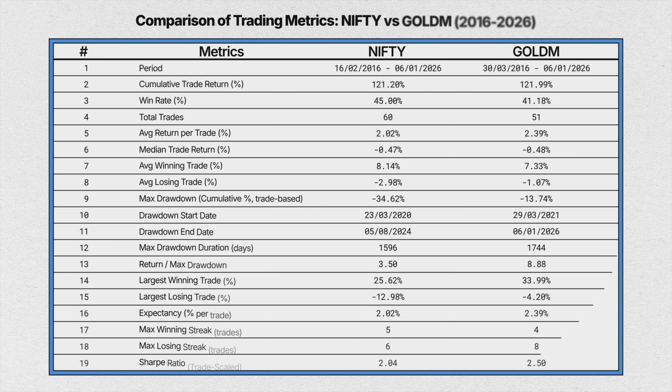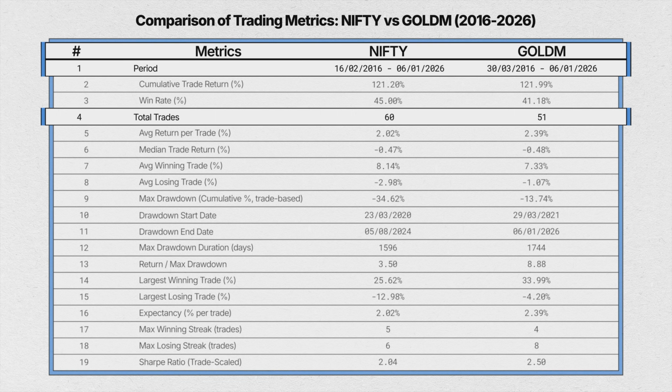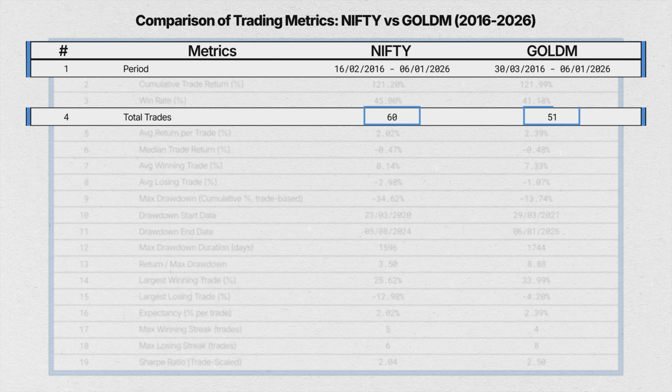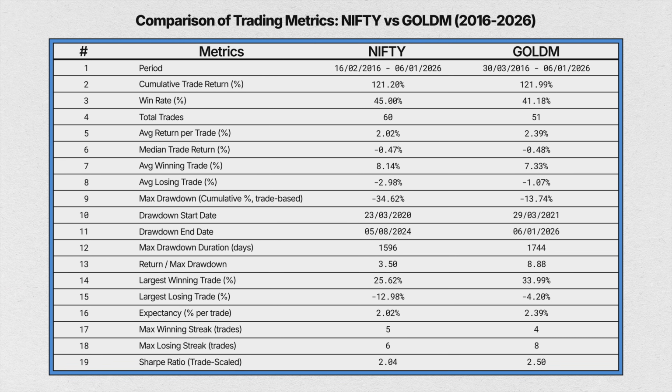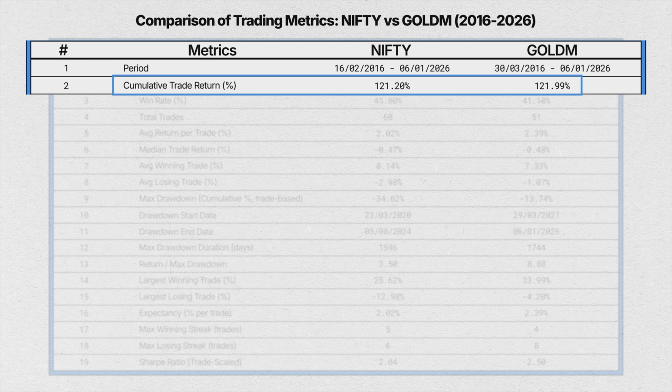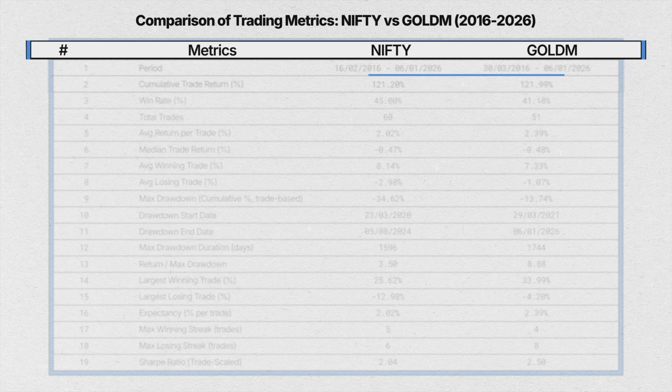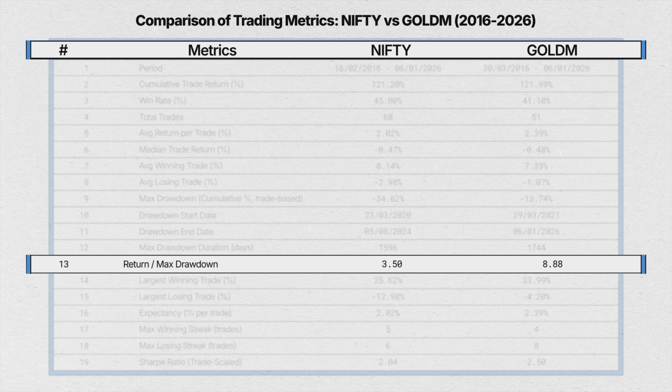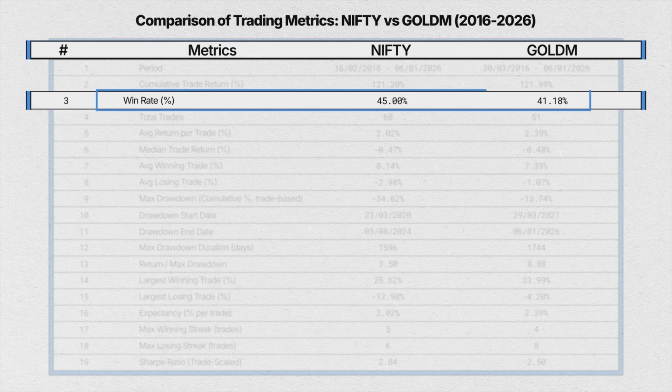Here's a more detailed performance metrics of the strategy. As you can see, we just have 60 and 51 trades over a 10-year period. This strategy blends mean reversion for trade entry with elements of trend following to capture an upward move once the price acts favorably. If you look at the performance statistics table, you can see that the cumulative returns over a 10-year period are nearly identical for Nifty and gold. But gold does offer a better relative return to its max drawdown. Nifty, however, exhibits slightly higher win rates.